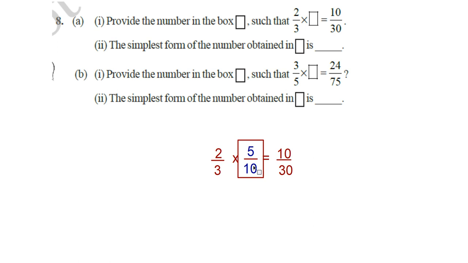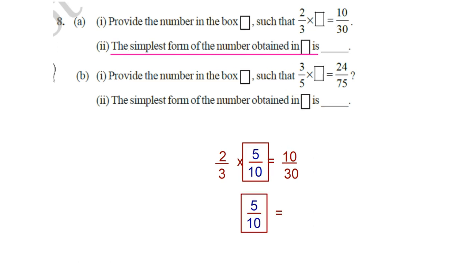Now look at the second. The simplest form of the number obtained in the box, the number obtained in the box is 5 by 10. So you have to make it into simplest form. That means numerator and denominator you can divide by 5. So you will get 5 in 5 one time, 5 in 10 two times. So it is 1 by 2. So the answer is 1 by 2.